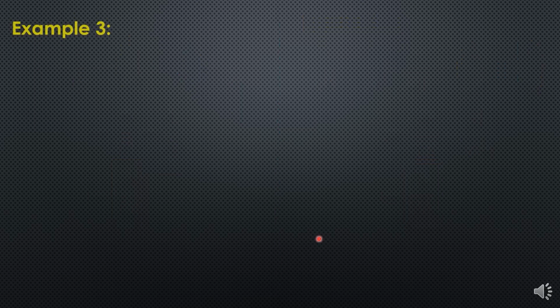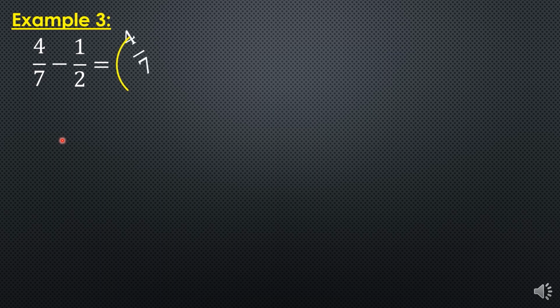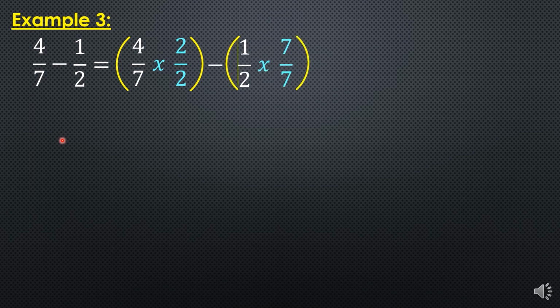Example number 3. 4/7 minus 1/2. Now here, they don't have common denominators, common multiple. We can do it like this. 4/7 times 2/2 minus 1/2 times 7/7.